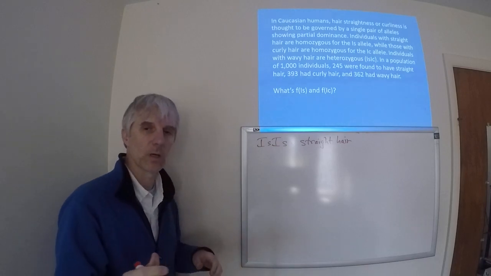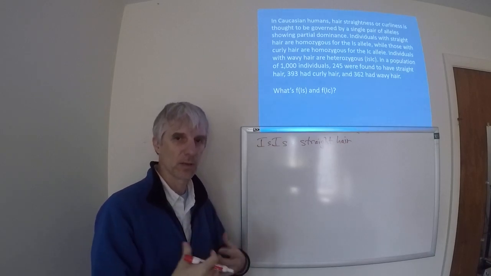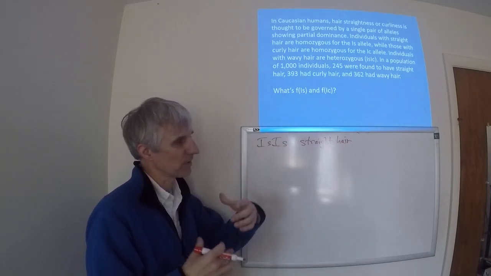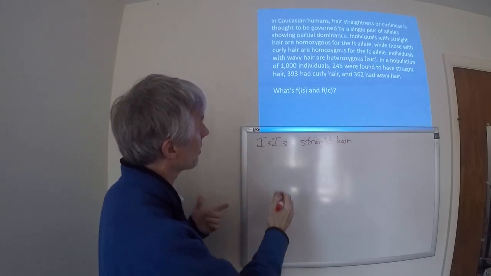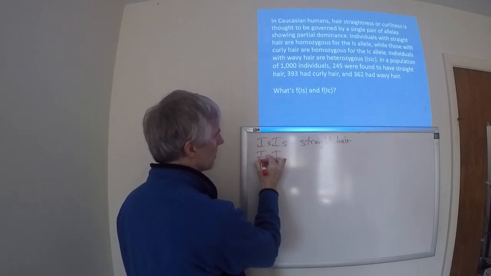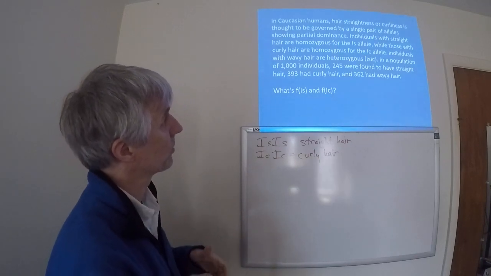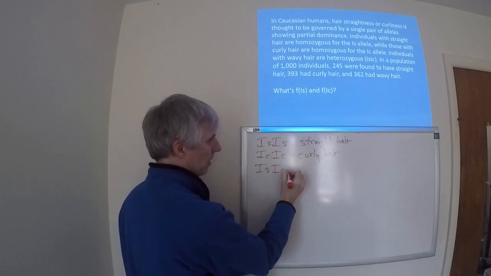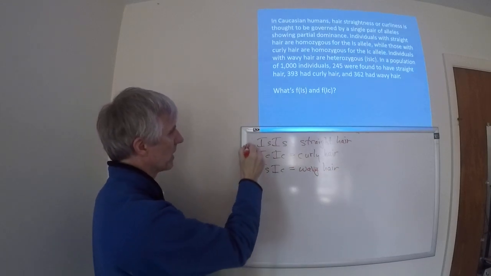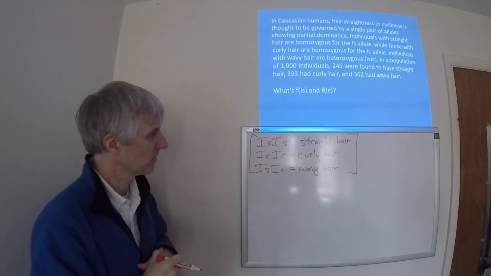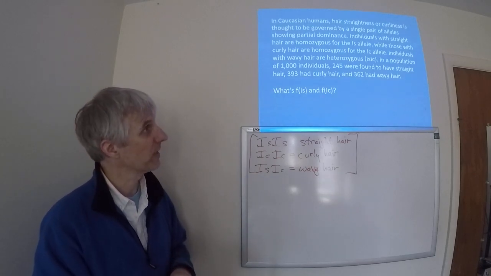So, as before, try to convert what you're seeing in text into some kind of notation or pictures to make your life easier. In genetics, we use this kind of notation to simplify word problems. All right, curly hair, homozygous for the IC allele. Individuals with wavy hair are heterozygous. So we don't need to know what incomplete dominance is. This is really all we need to know, is that these are the genotypes with their respective phenotypes.